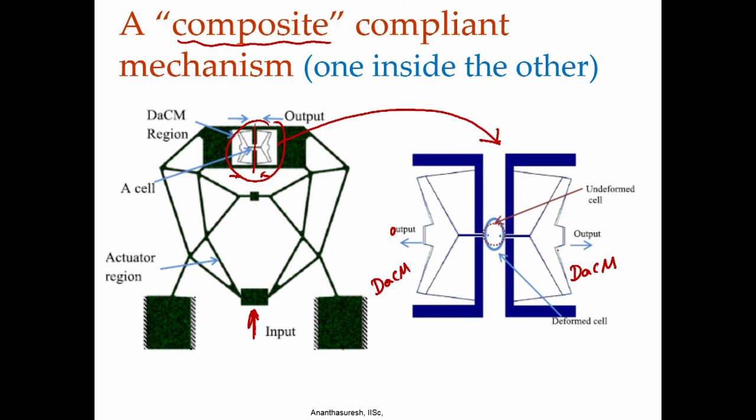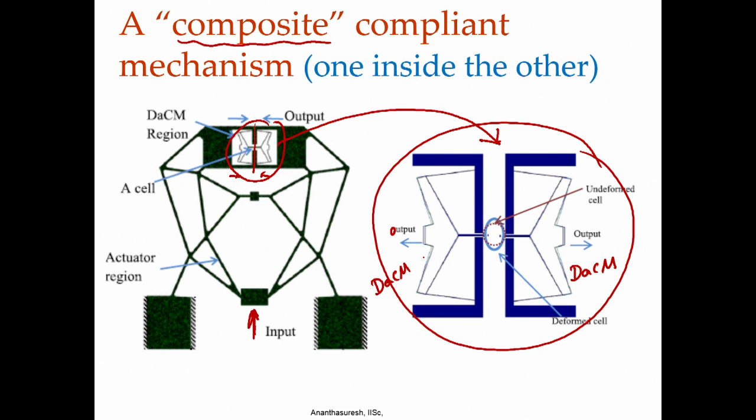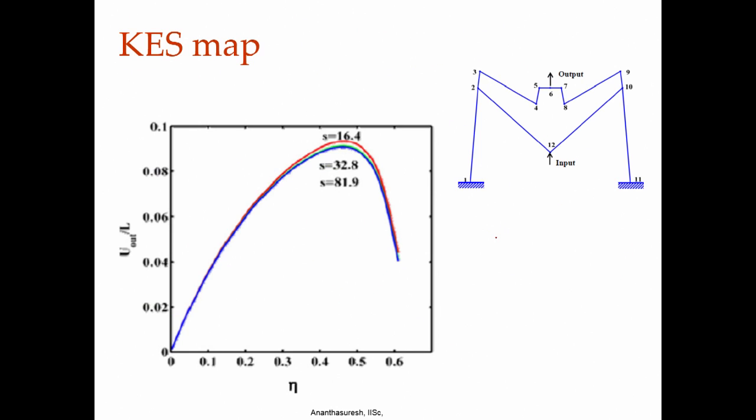Usually any microscope you take will have a field of view. Now our field of view should be this big, so that we can see both DACMs and the cell that we are grasping. That was the constraint here. So, based on that, first looking at the KES map for this mechanism.